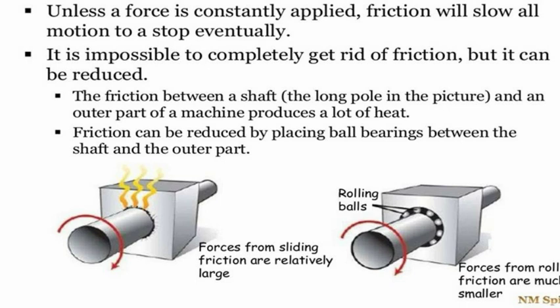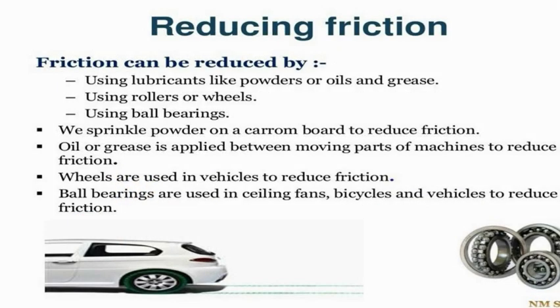Now here are some ways to reduce the friction. The friction between a shaft, a long pole in the picture, and the outer part of a machine produces a lot of heat. Friction can be reduced by placing ball bearings between the shaft and the outer part.